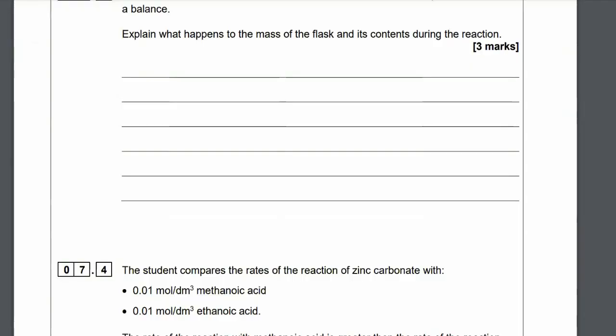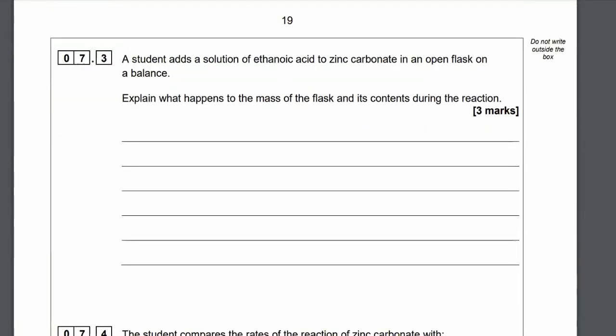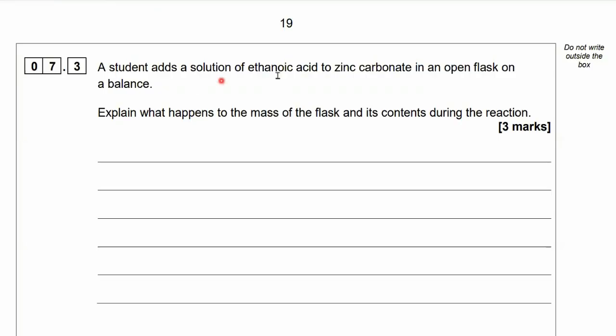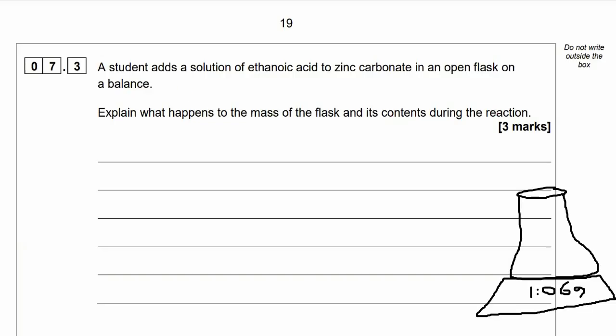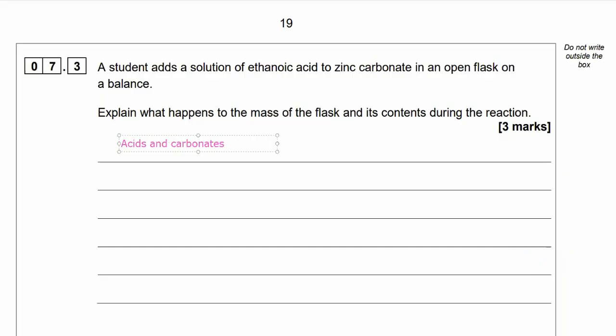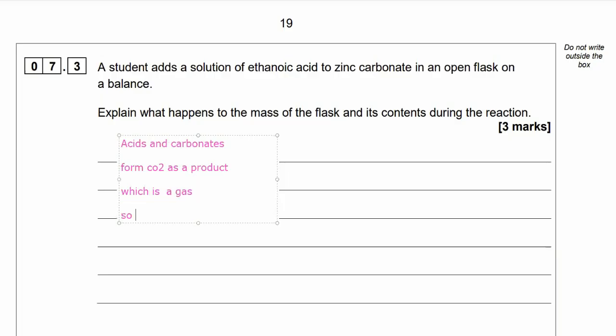Let's move on to 7.3. 7.3 says a student adds a solution of ethanoic acid to zinc carbonate in an open flask on a balance. Explain what happens to the mass of the flask and its contents during the reaction. So what we would expect with ethanoic acid reacting with zinc carbonate, it's an acid and a carbonate. We would expect carbon dioxide to be formed and to leave the flask, hence the mass goes down. So we want to say that carbon dioxide is formed, it's a gas, the carbon dioxide escapes, reducing the mass of the contents of the flask. And that will get you your 3 marks.